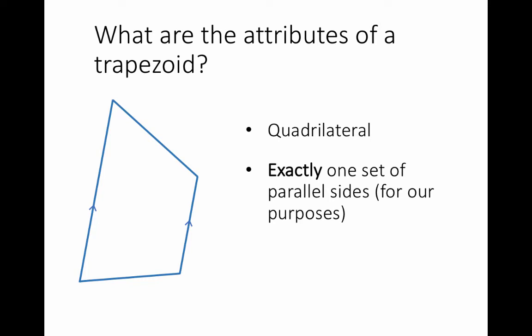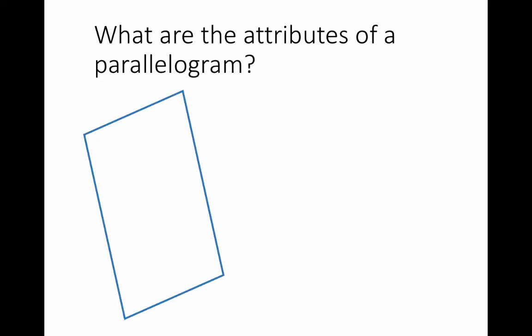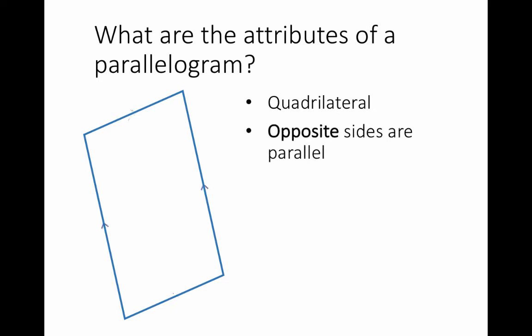So if a trapezoid is a quadrilateral with exactly one set of parallel sides, what are the attributes of a parallelogram? A parallelogram is also a closed geometric figure with four straight sides and four angles, so a parallelogram is also a quadrilateral. Because it's a quadrilateral, it inherits all the properties of a quadrilateral and also all the properties of a polygon. In a parallelogram, the opposite sides are parallel.